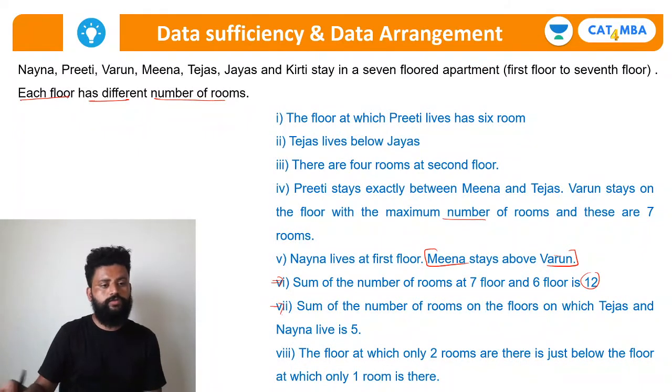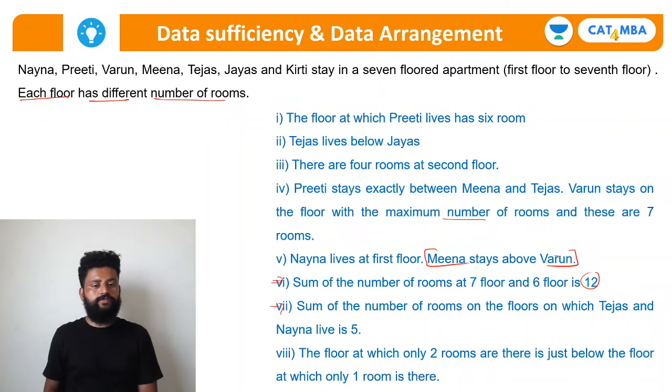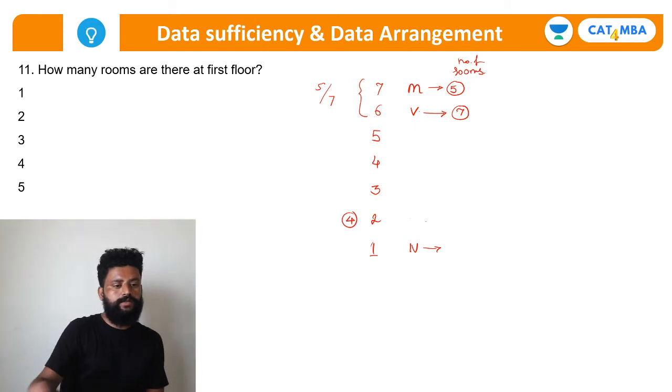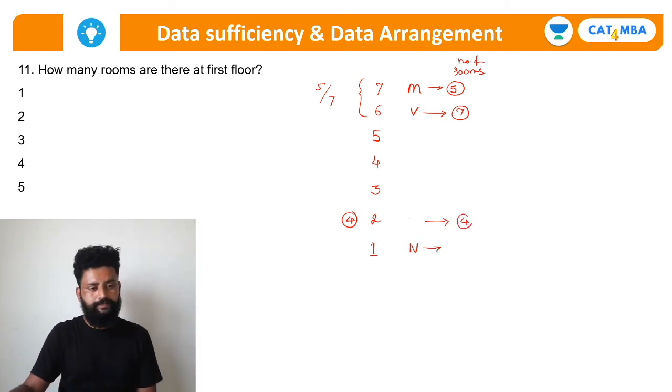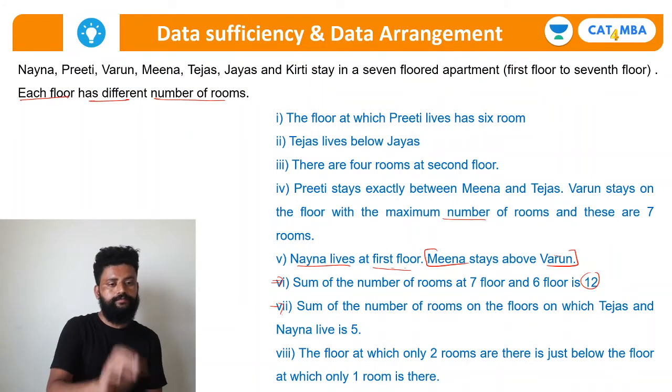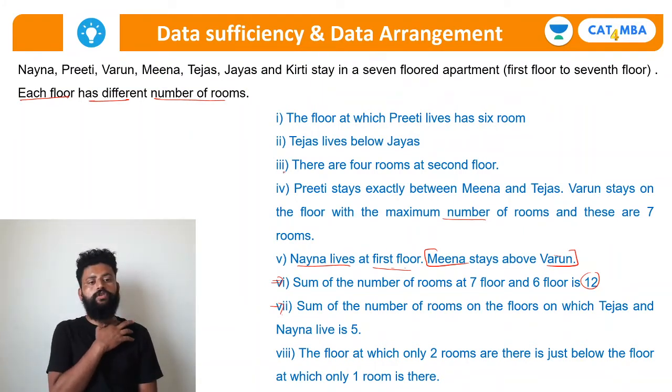Let's move to the next one. Naina lives on the first floor. That's directly given. On the second floor, whoever is there, there will be 4 rooms. Third floor we are not sure. Fourth and fifth, okay. The floor at which Preeti lives has 6 rooms. Now one more clue. Preeti stays exactly between Meena and Tejas.